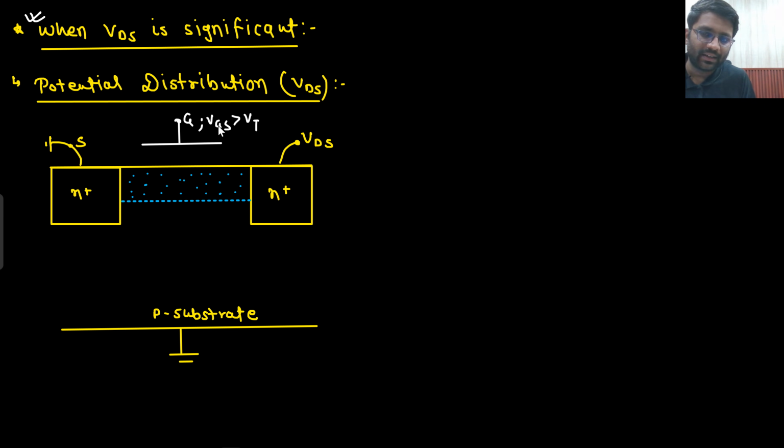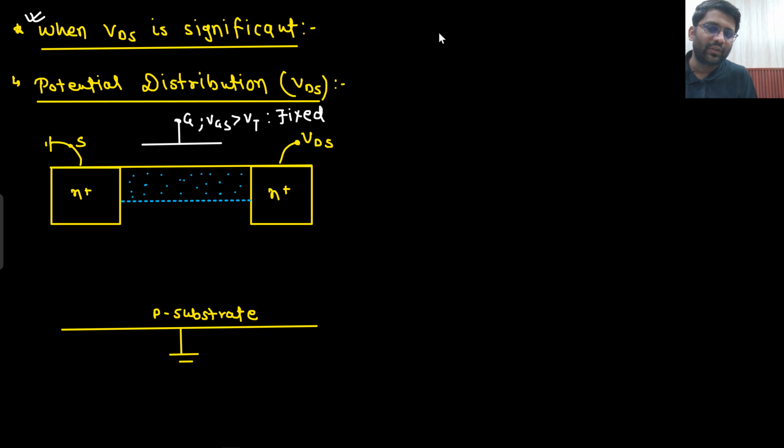So, what I am saying is, let's just say VT was 3 volt. So, I have applied VGS equals 4 volt. Now, I am keeping it fixed. This is fixed. Fixed potential is there. Now, because of this VGS, this inversion layer has been formed, right?